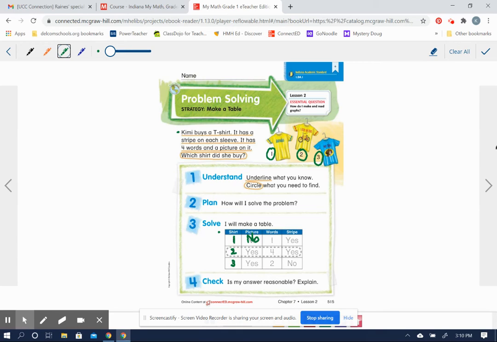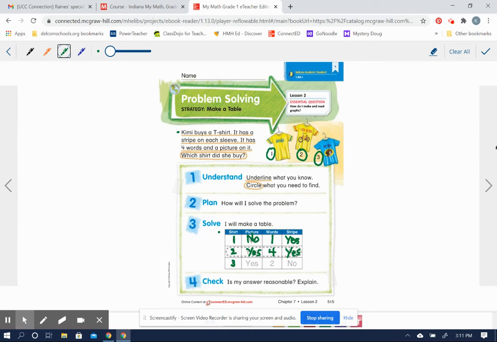No. Are there words on it? And how many words? There's 1 word on it. Does it have stripes on the sleeves? Yes. Okay. Shirt number 2. Now we're focusing on this one. Is there a picture? Yes. How many words are on it? That's pretty tiny, but thank goodness we're tracing here. It says that there are 4 words on that shirt. And then the last one, does it have stripes on the sleeves? Yes, it does.